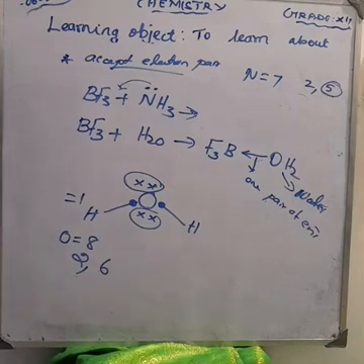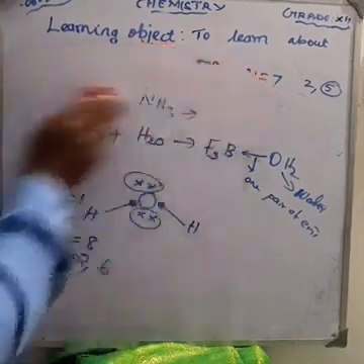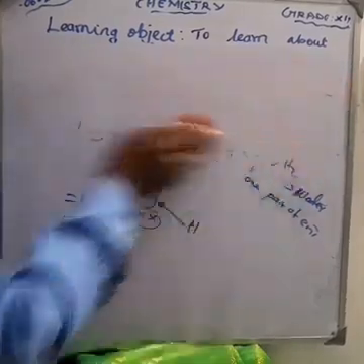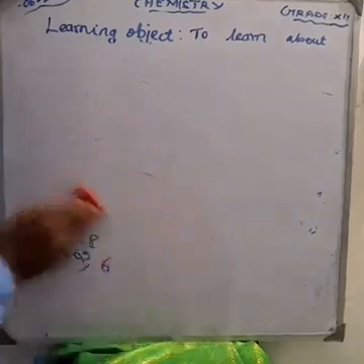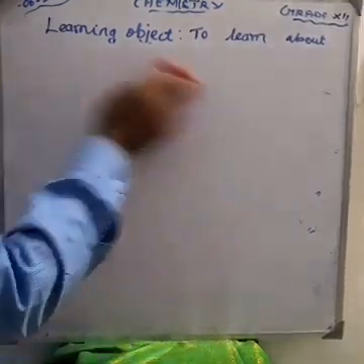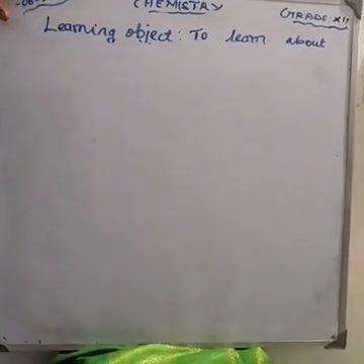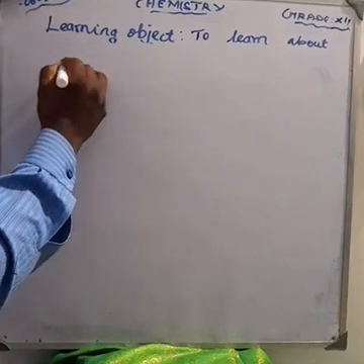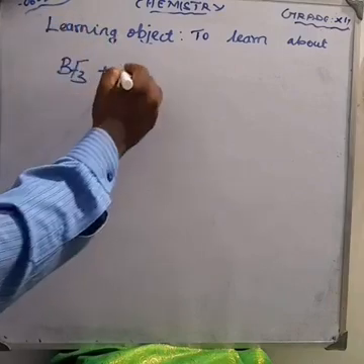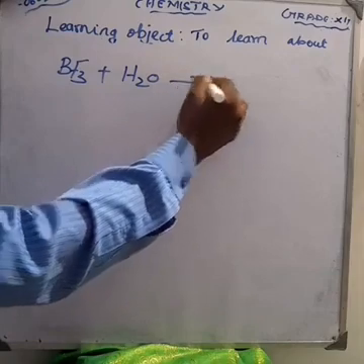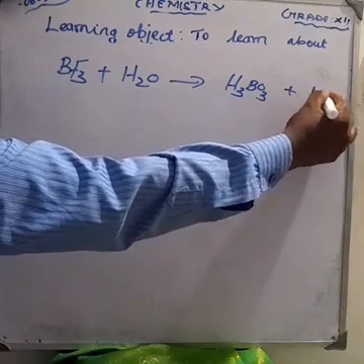Next, hydrolysis of boric acid. All of you know about that. Here, boron trifluoride undergoes hydrolysis. We get boric acid. What is the formula of boron trifluoride? BF3. This undergoes hydrolysis. Hydrolysis means we are just adding water. So we get boric acid. What is the formula of boric acid? H3BO3, and also we get hydrogen fluoride. Okay, that's the equation. We have to write the equation.